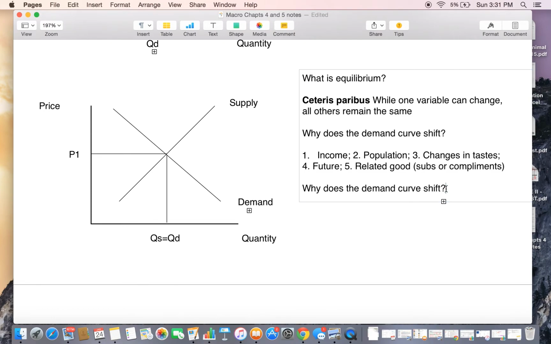Okay, so the first reason that the supply curve can shift is when we have changes in different natural conditions. So what do I mean by that? We can have different things, for example, in agriculture, which can drastically affect the supply of a different good or service.